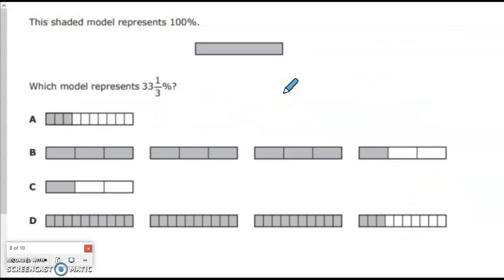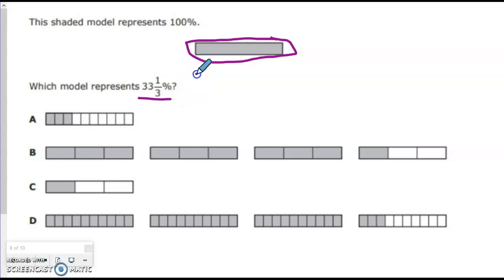Okay, this is another one we've had on a warm-up. I think I've used it twice and kids are still missing this one. So the whole model is 100%. That means this whole bar is one whole. If we're just looking for 33.5%, we don't even have one whole.